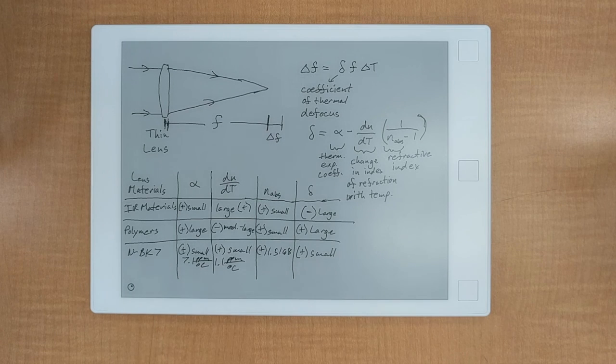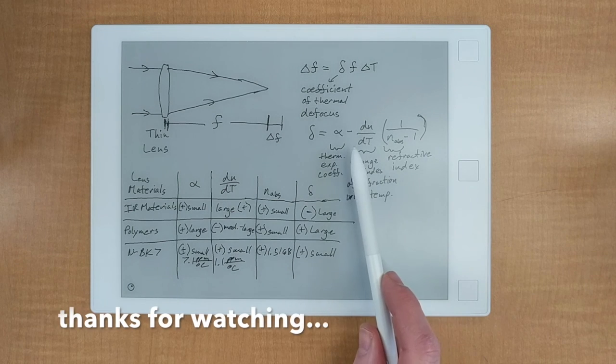And so with other glasses, you can do the same type of eyeballing. Will this material react to temperature drastically, just based off of this very simple equation?